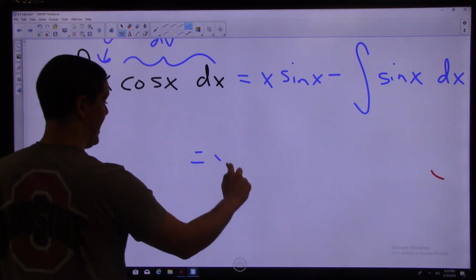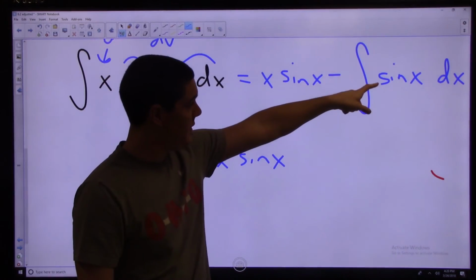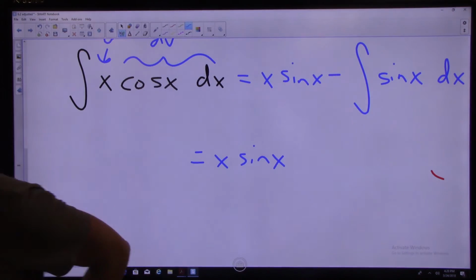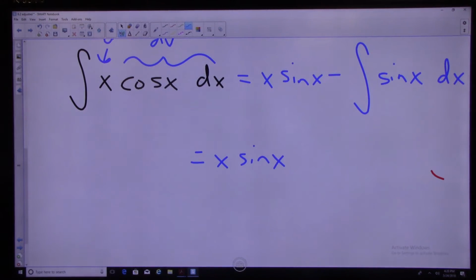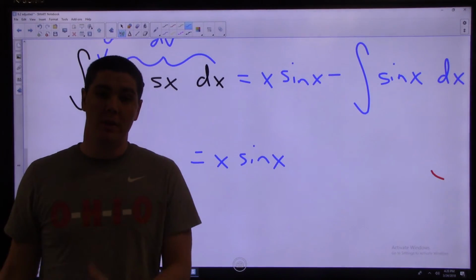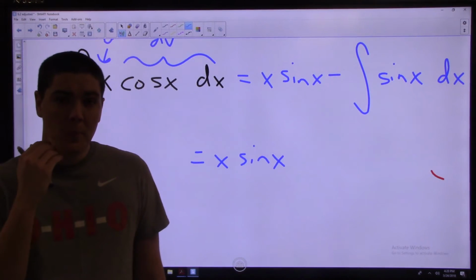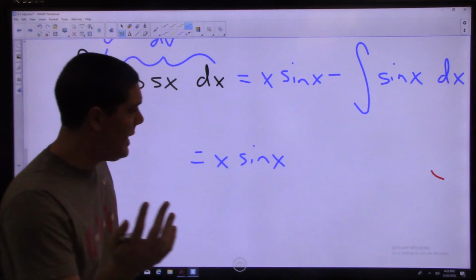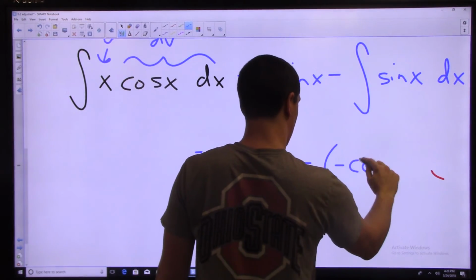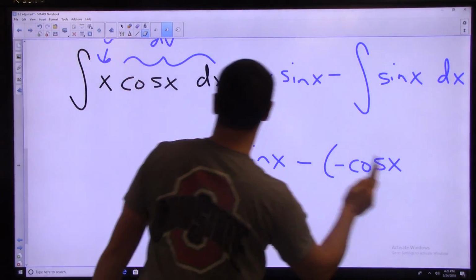So let's do this now. Well, x sine x we really can't do much with. But we can do something with the integral of sine x dx. So you need to think about this. What is the antiderivative of sine x? What function, if we take the derivative of it, will give us positive sine x? The formula tells us a minus, but the answer is going to be negative cosine. Remember, these are the ones I told you to memorize, sine and cosine.